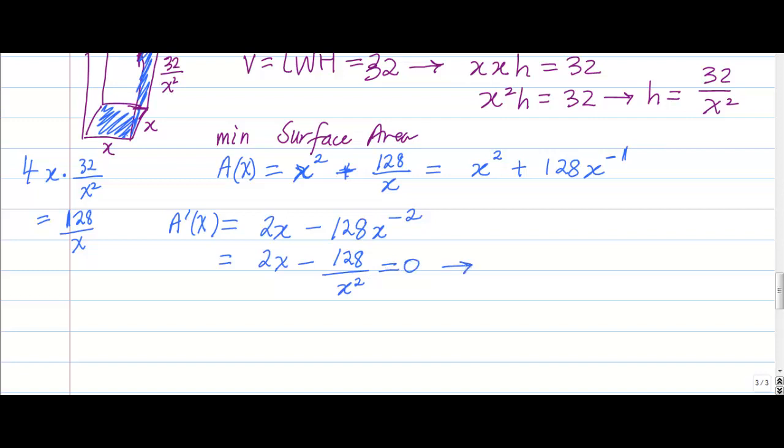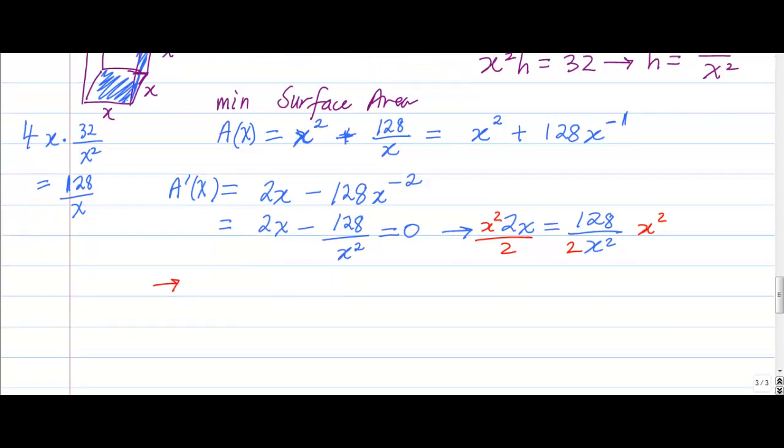So I'm going to set that equal to 0. Okay. And we move this over to the other side. 2x equals 128 over x squared. And then I want to multiply both sides by x squared and divide by 2. So then this gives me x cubed equals 128 divided by 2, which is 64. And 4 times 4 is 16 times 4 is 64, so x equals 64.